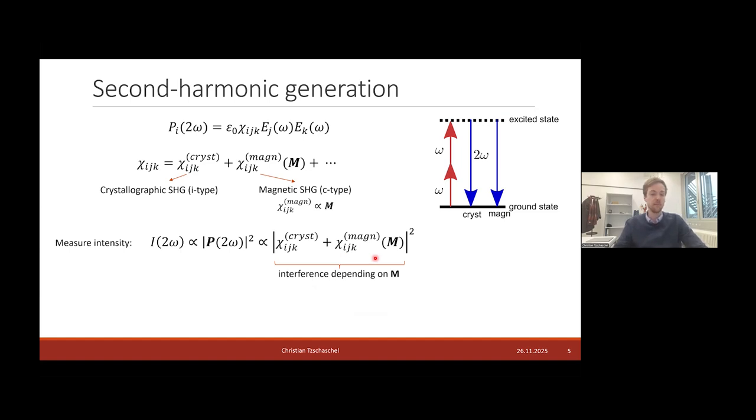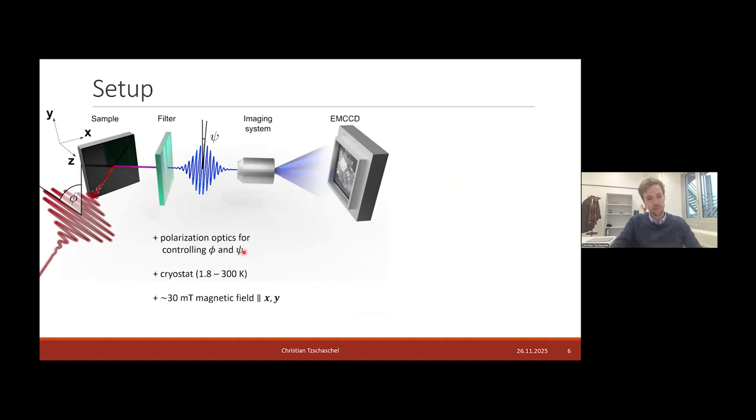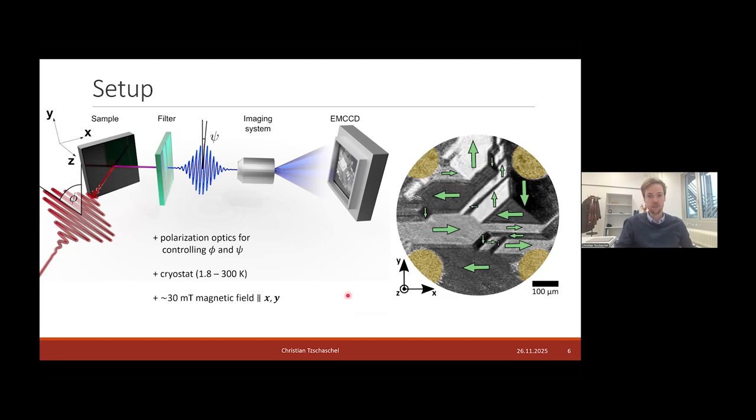To check if this works, we built a setup where we shine light at an angle of 45 degrees onto our sample. We measure in reflection, filter out the fundamental light, and propagate the second harmonic light through some imaging system onto a CCD camera. The sample itself sits in a cryostat where the temperature can be controlled, and we have the opportunity to also apply a small magnetic field along the X or Y direction of our sample, which is sufficient to saturate the magnetization.